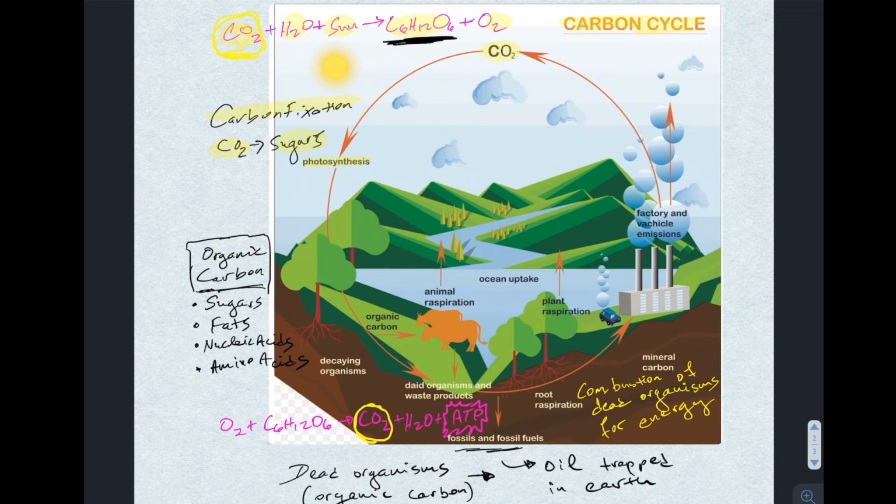This is the beginning of carbon being organic, but of course we also know that this carbon that is now in sugars can then be transferred into other molecules. So let's look at what organic carbon looks like. Of course, there are sugars, but we also have fats, nucleic acids, making up our DNA and our RNA, and amino acids, which make up our proteins.